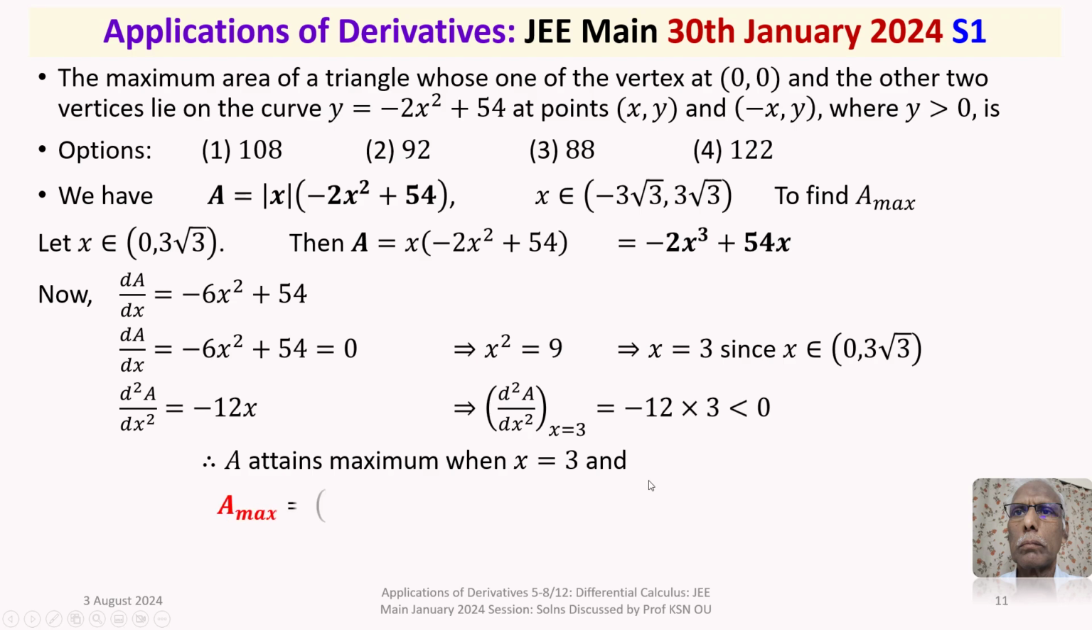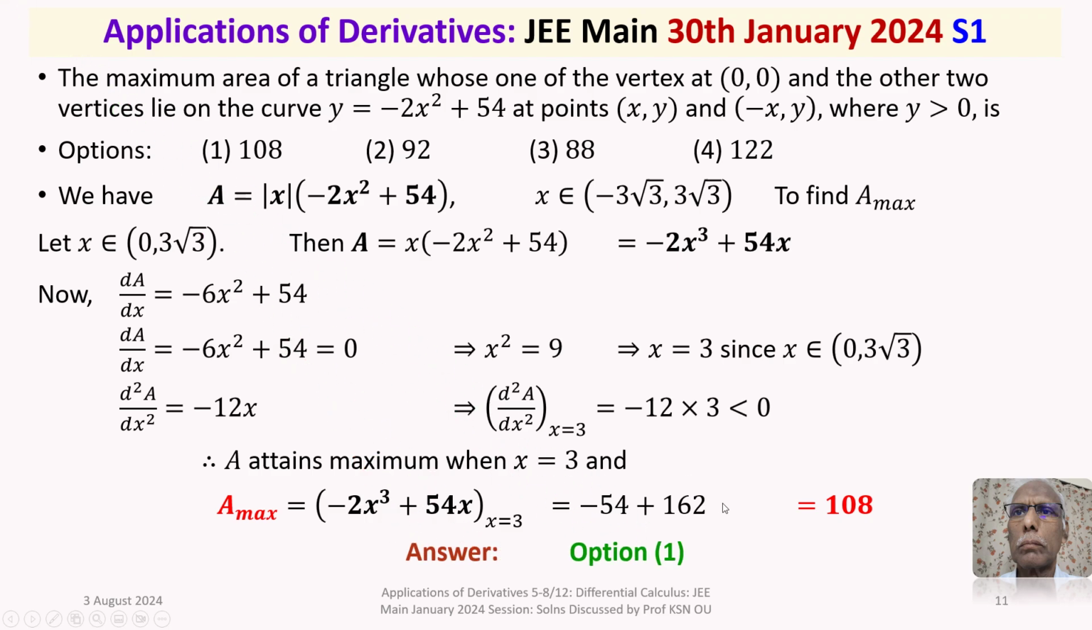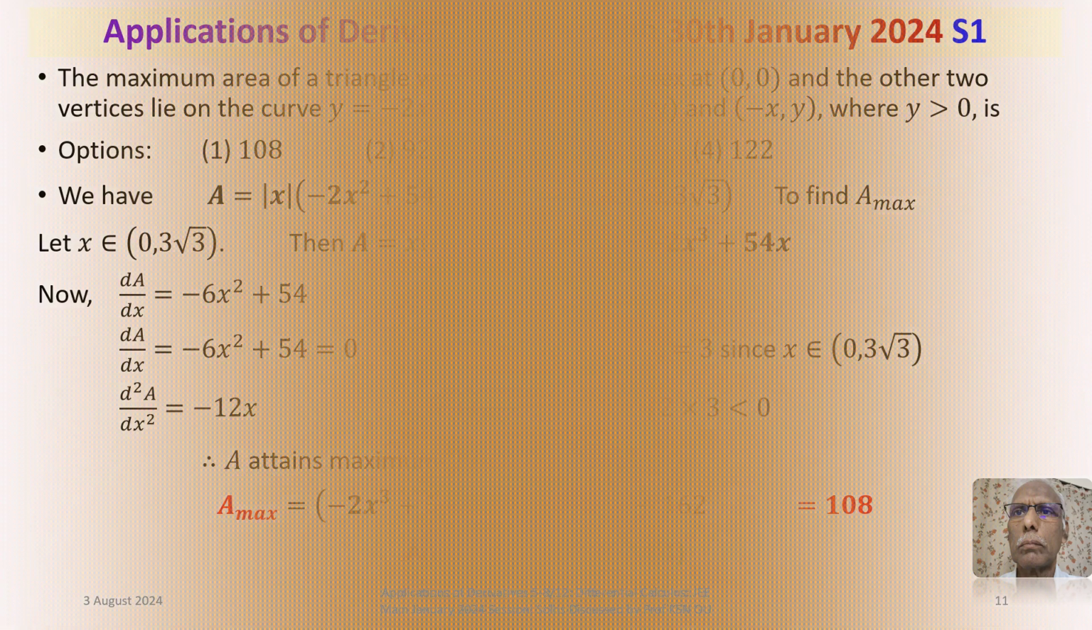And the maximum value, A max, is given by the value of the function A at x = 3. And that will be -54 + 162, that is 108. And 108 appears against option 1. Therefore, the answer to this question is option 1. And that is the detailed discussion of this solution, and it is also a very simple question. Let's now move to the next question.